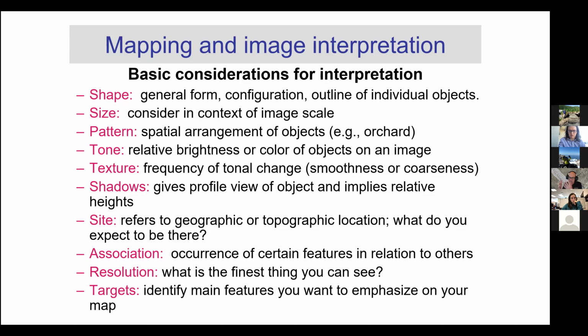Texture, so how smooth or rough is a certain zone. Shadowing helps us with relative height. The site, kind of what to expect in general. This is a piedmont in the desert, so that should help us. Association. Resolution, so this is not a super high resolution set of imagery, but it's adequate. And then the target, which is basically identified by the polygon. So these are some hints, and also Rachel has some more hints in there.